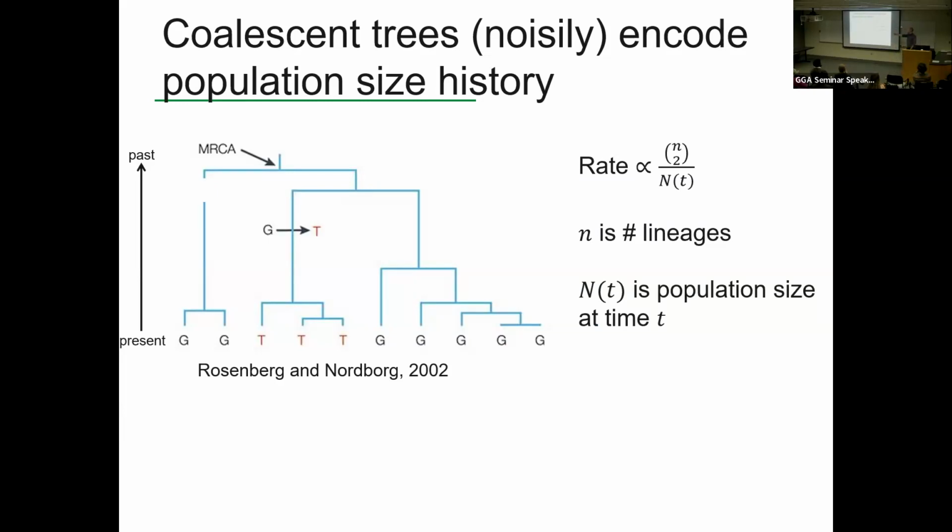The shape of this tree, in particular the branch lengths of this tree, tell you something about the history of this population. And that's because the rate at which these coalescent events occur is governed by this function, little n choose 2 over big N of t. So little n here is the number of lineages that haven't coalesced, and big N is the population size at the time. What that means is if you know the coalescent rate going back in time, then you know the population size history. That means that looking at these trees is giving you some information about the population size.